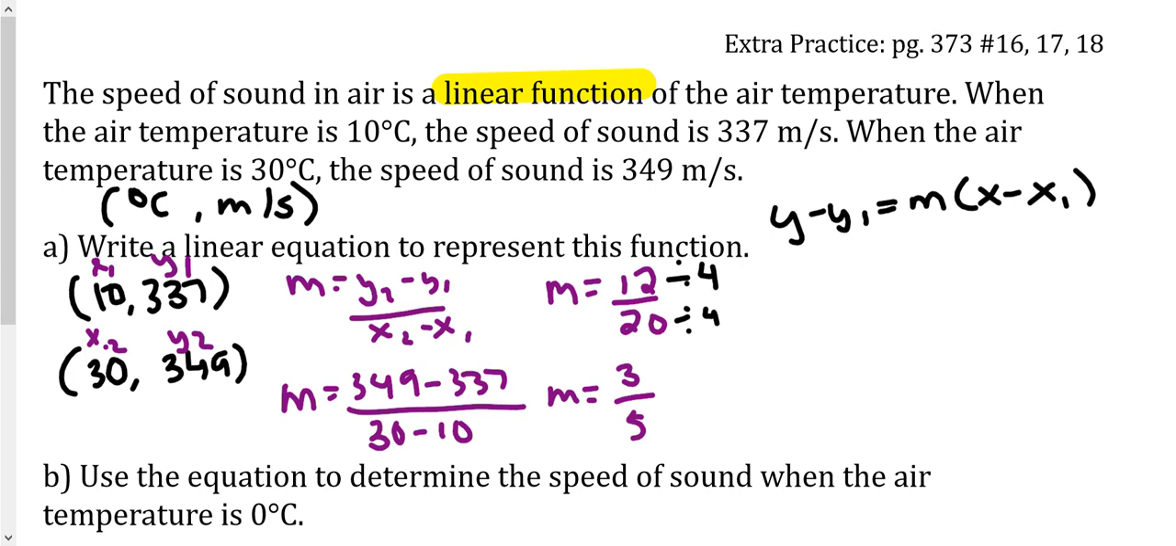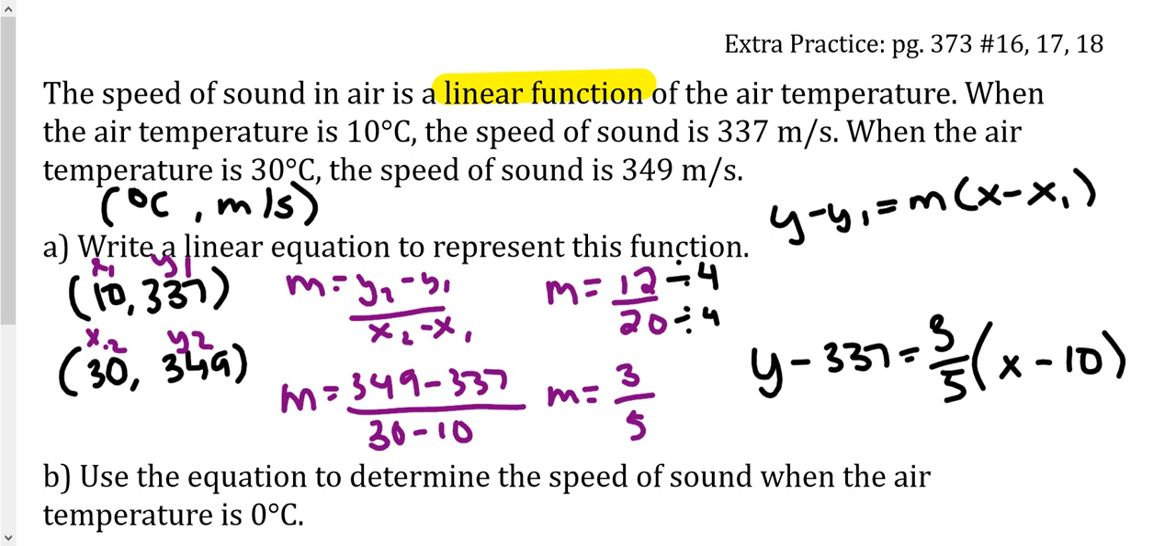So writing that in my point slope form now, I can choose either of these points that I have. Let's just go with the one labeled x1 and y1. y minus 337 is equal to 3/5 of x minus 10. So there's our equation in point slope form. I could have used point 2 as well. And I have my slope that we calculated using the fact that they gave us 2 points, right? We can always find the slope when we're given 2 points.